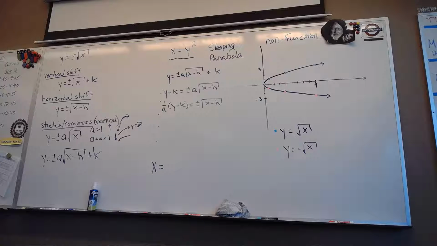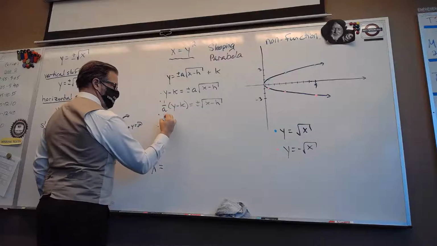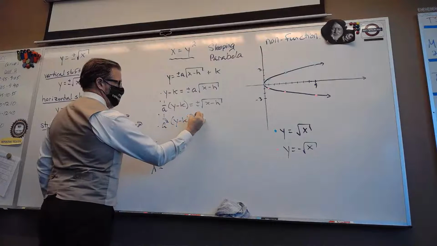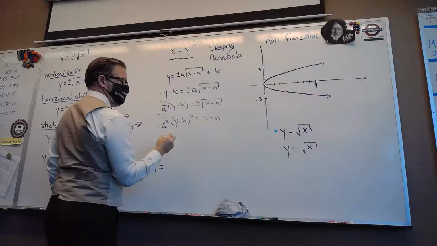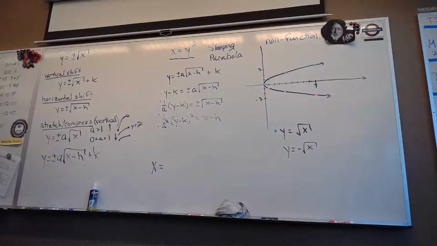What's next? Square both sides. What happens to the plus or minus when I square both sides? Go away. Why? Because squaring a negative or positive ends up in a positive. Absolutely. So when I square both sides, what I get is 1 over a squared, y minus k squared, and x minus h. Plus or minus goes away.